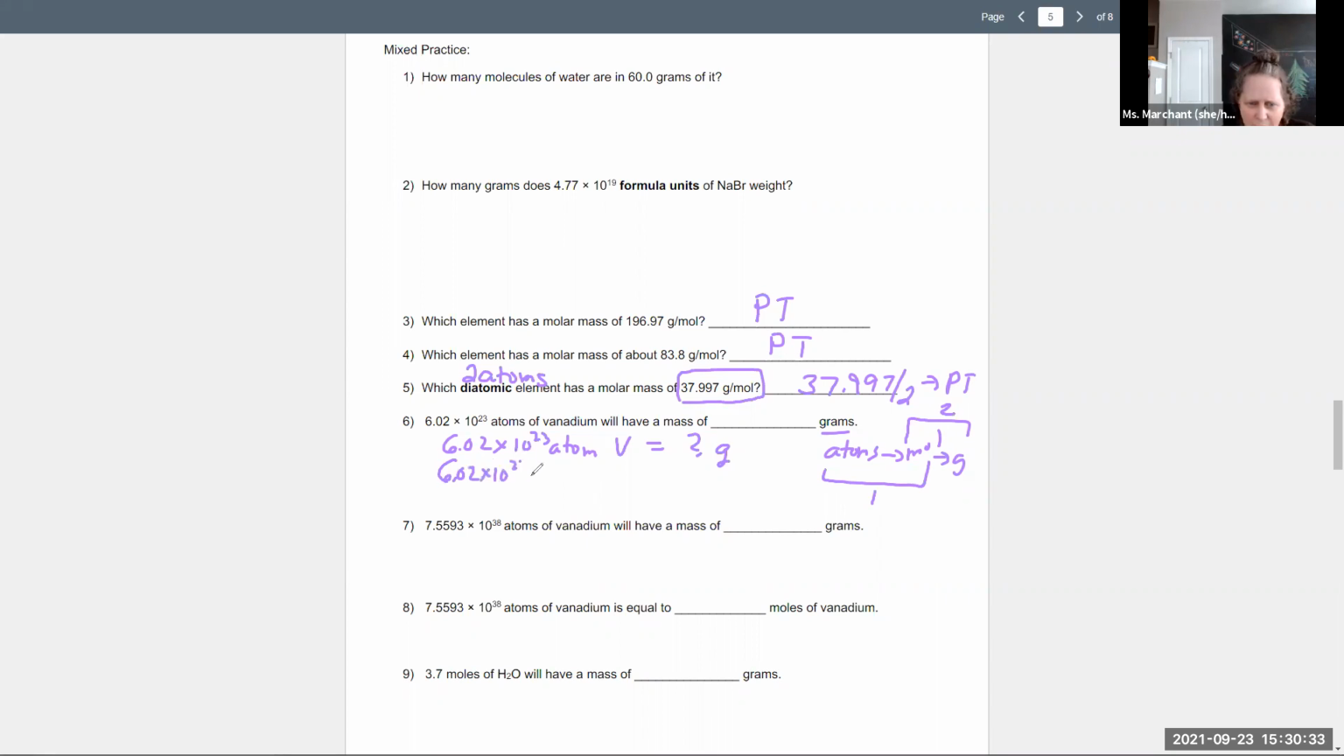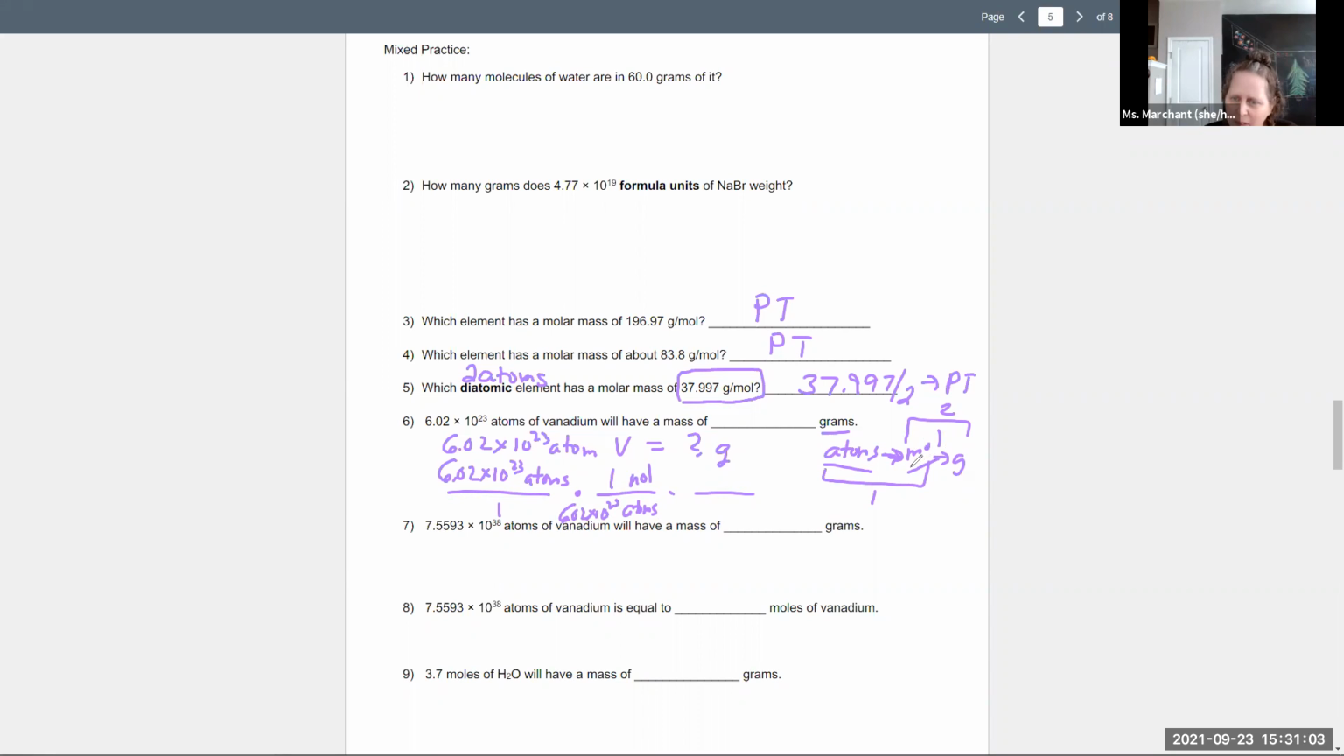6.02 times 10 to the 23rd atoms over 1 because that's my known. Known goes over 1. 2 arrows. Atoms to moles. Atoms is on the left. That means it's the known. Knowns go on the bottom. Moles is to the right of the first arrow, so it is the unknown. It goes on the top. There's 6.02 times 10 to the 23rd atoms in 1 mole.